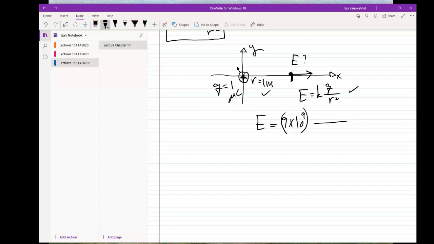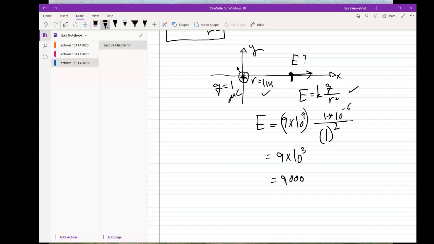1 times 10 to the negative 6 coulomb, divided by, how far is it? 1 meter squared. And then I can just calculate that. That's going to be what? 9 times 10 to the third. It's basically 9,000. Well, 9,000 electric field. There is another relationship that I'll come back to.